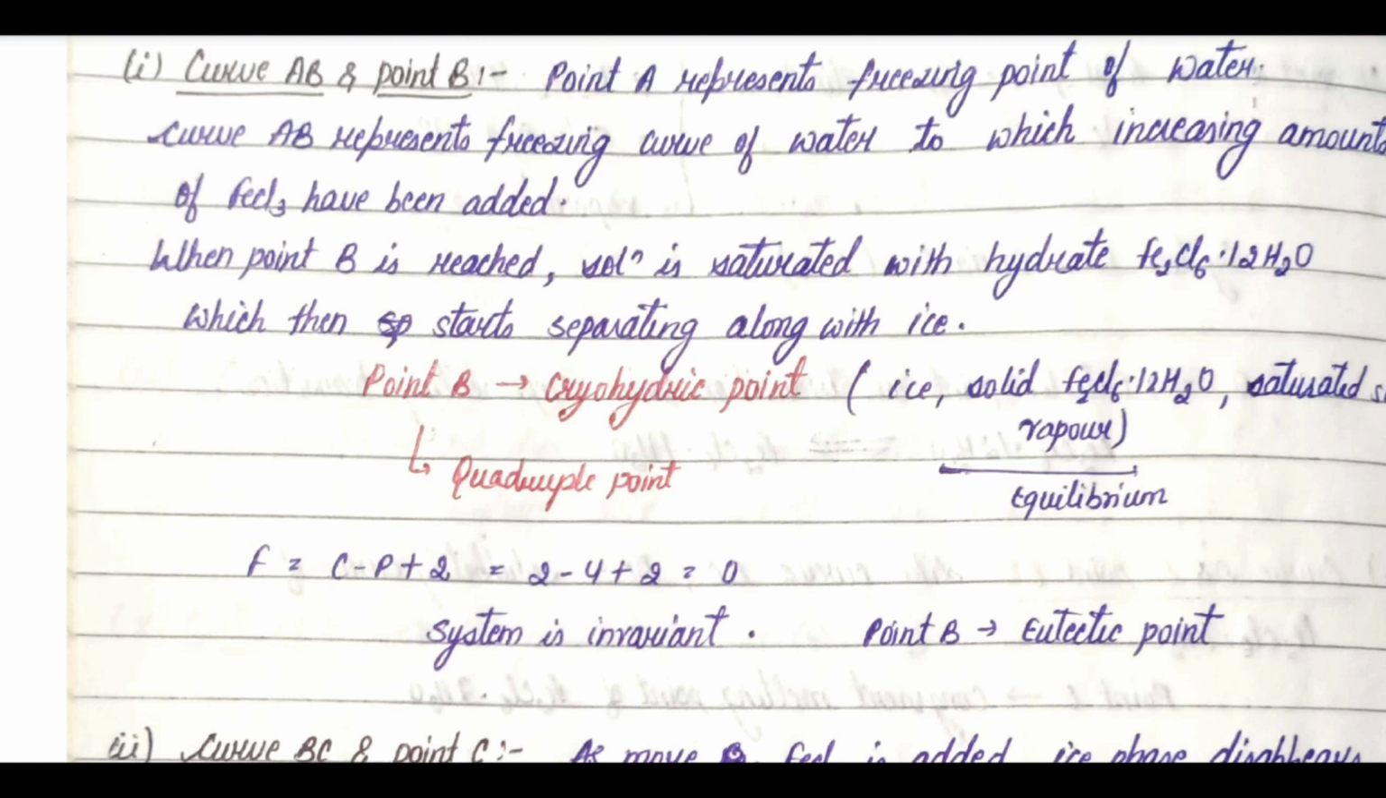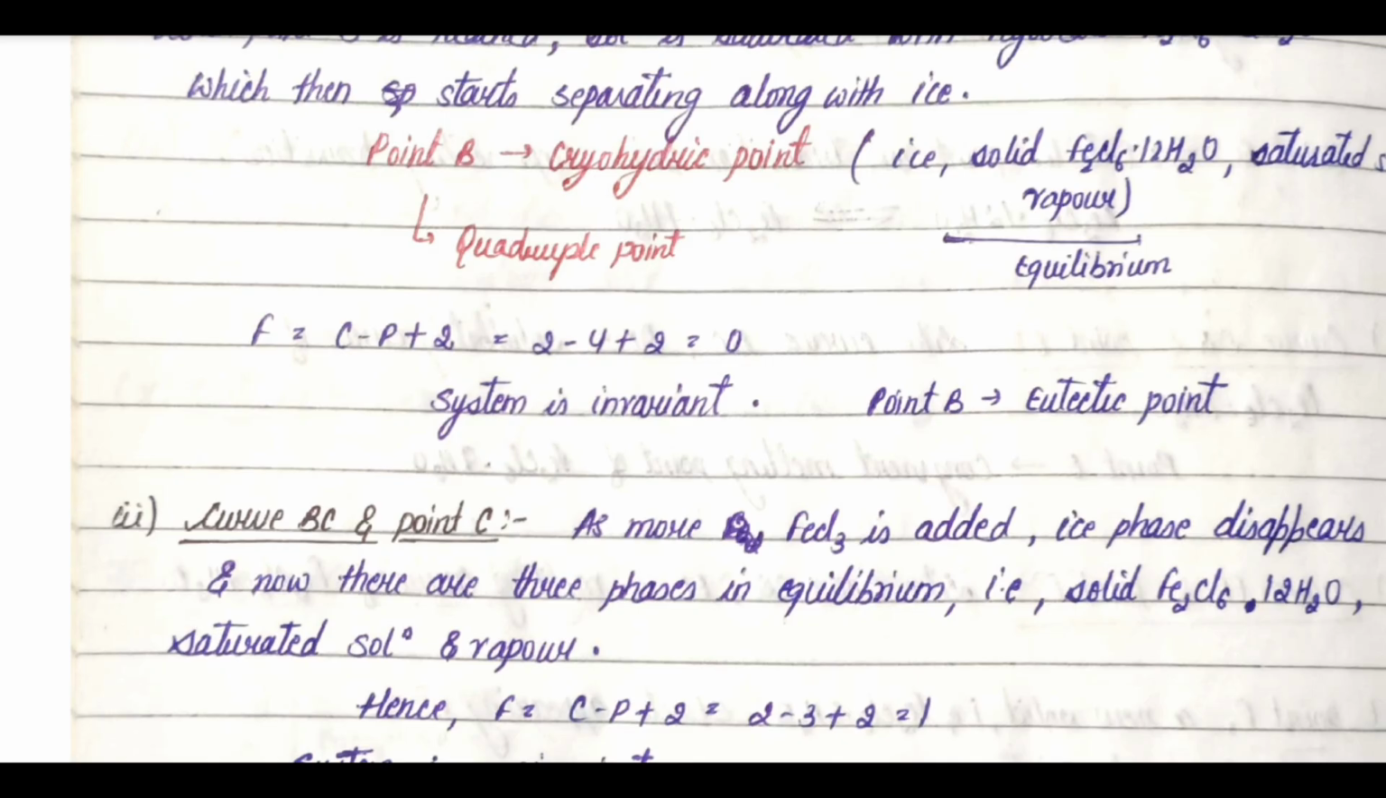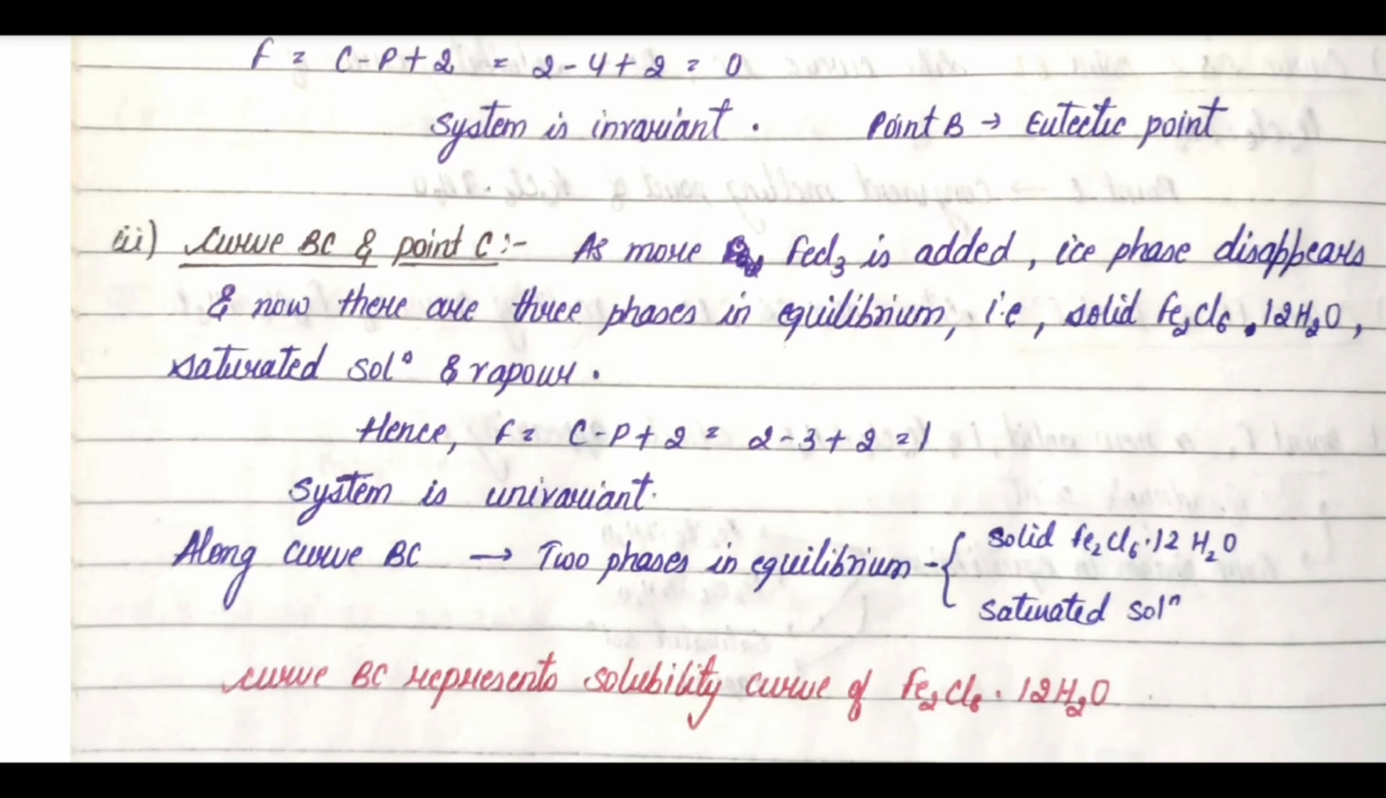When point B is reached, solution is saturated with hydrate Fe2Cl6.12H2O, which then starts separating along with ice. So point B is cryohydric point or quadruple point. F is equal to 0, so system is invariant, and point B is the eutectic point.